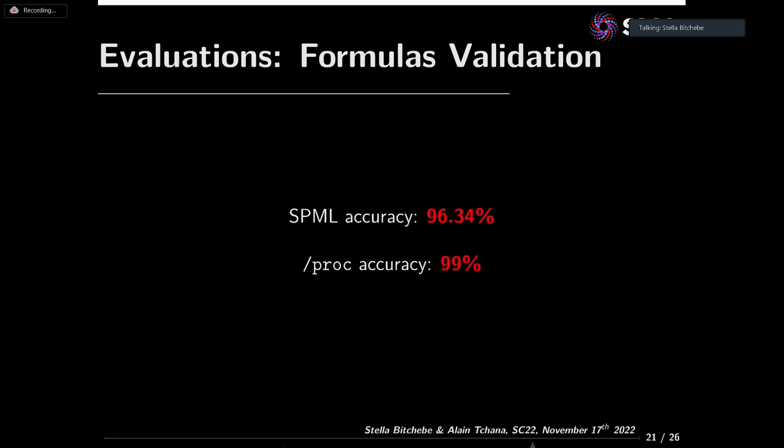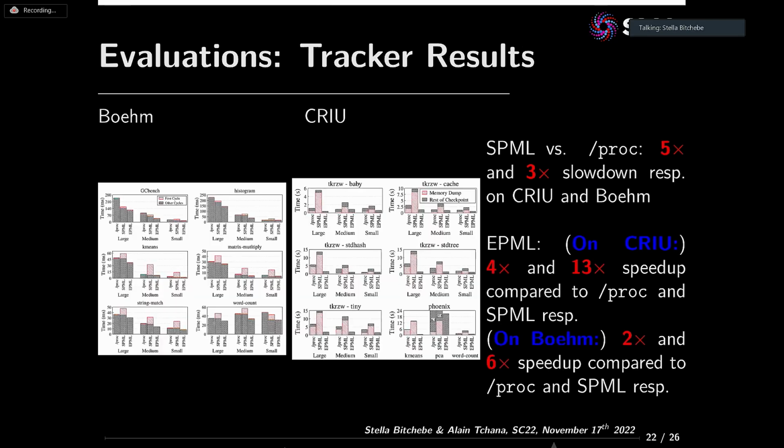And we have an accuracy of 99%, which makes our formula valid. So in the following experiment, what we do is that we measure the real time for /proc and shadow PML, and for extended PML, we use our formula to compute the time. So the evaluation results for the tracker are presented here.